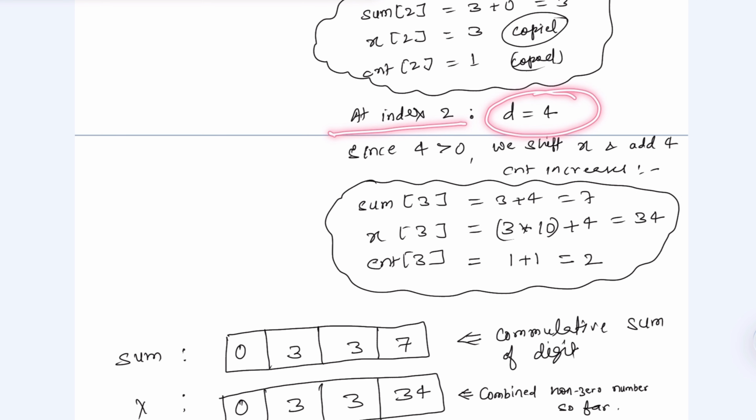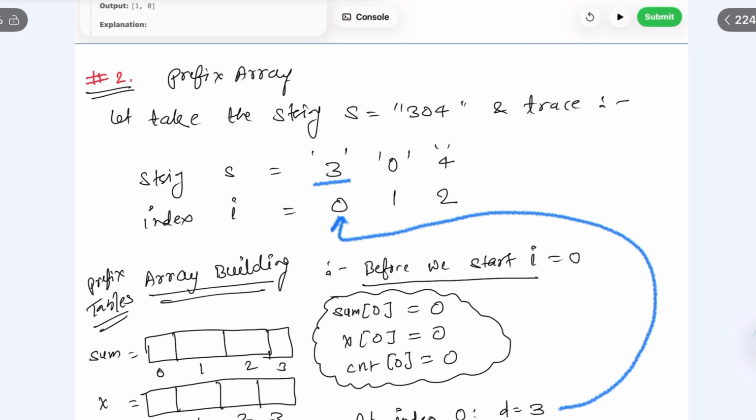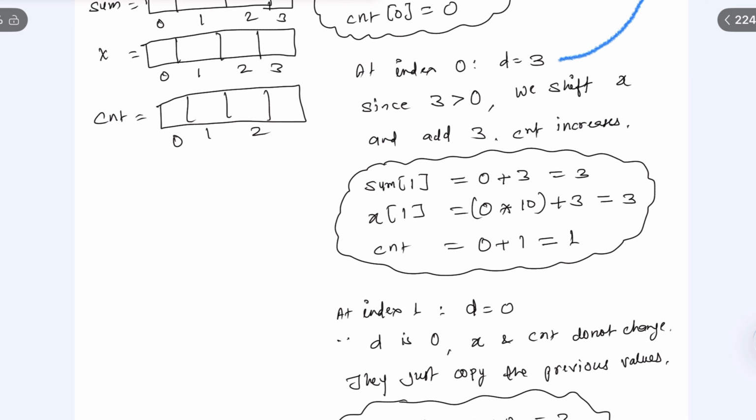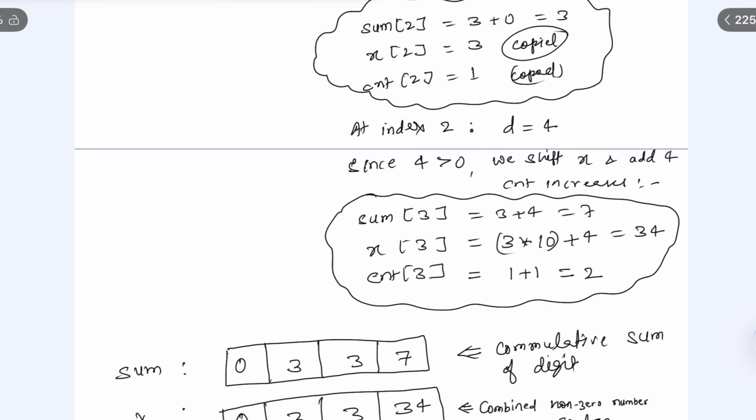Okay, now let's go to index 2. What we have at index 2 is 4, correct? If you go here, index 2, what we have is 4, right? So at index 2 the digit is 4. It is greater than 0, so we'll shift x, add 4, and then count will increase. So basically at sum, the previous value is 3, now we have added 4, so it becomes 7, and x is 3 times 10 plus 4, which is 34, right? And the count becomes 1 plus 1, which is 2.